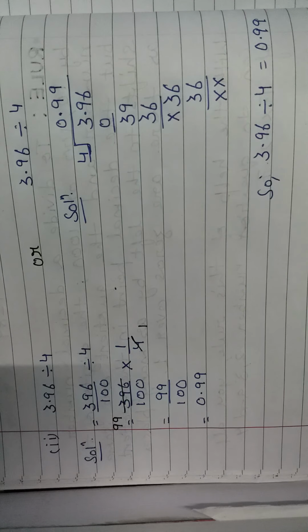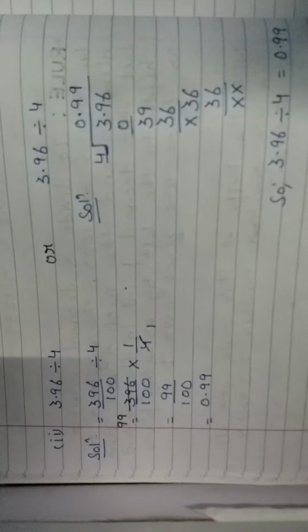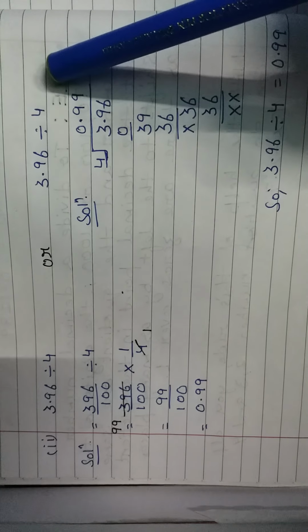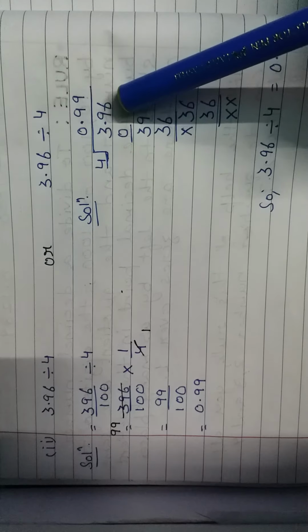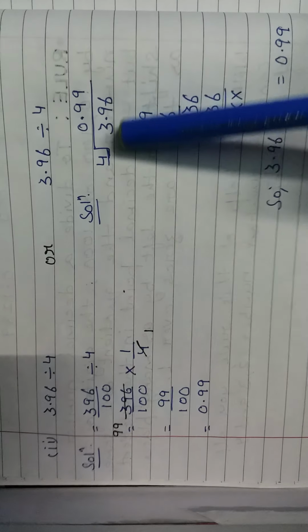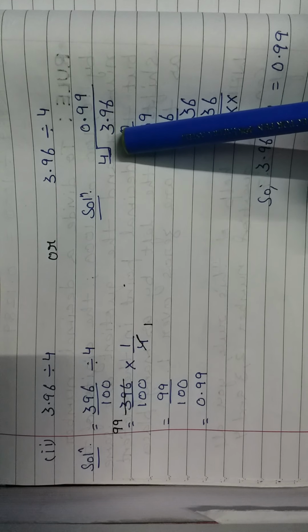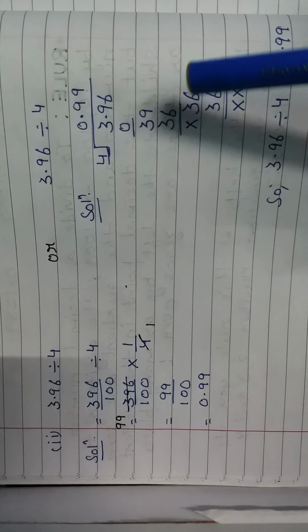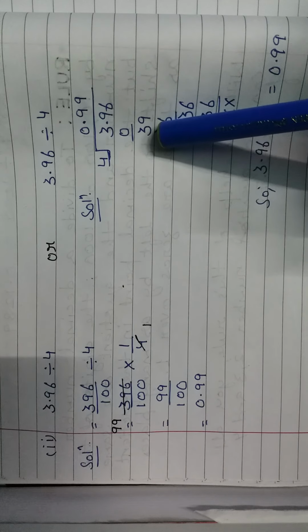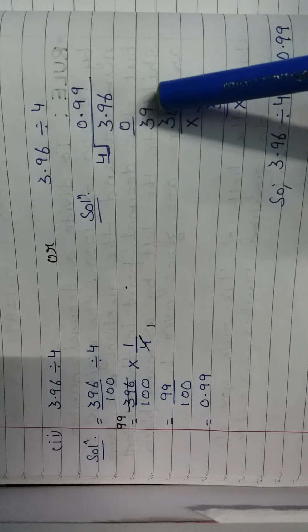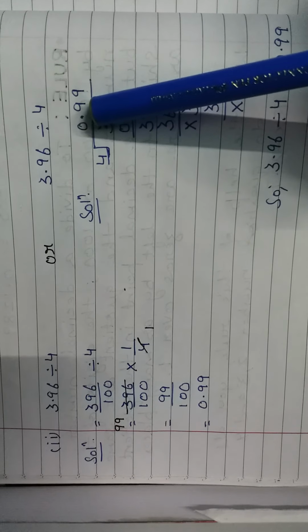Let's see the second method. So here we have 3.96 divided by 4. We have the same example over here also. So 3.96. Now we have to see the digit before the decimal. So here we have 3 before the decimal. As 3 is less than 4, 4 0 times will be 0. Now we have the remainder 0. 3 minus 0 is 3. Then before bringing this 9 down, we have to put the decimal in the quotient.